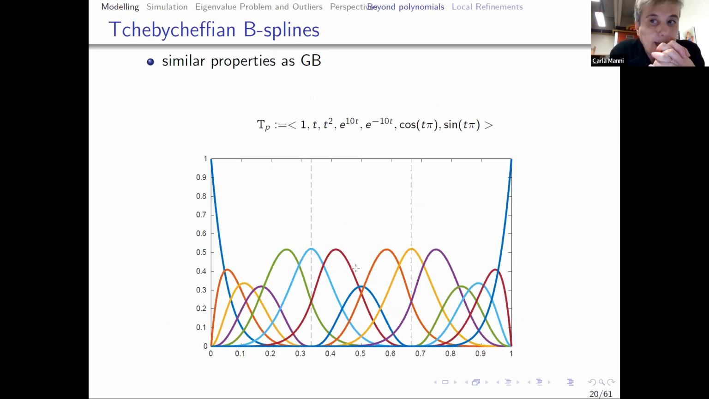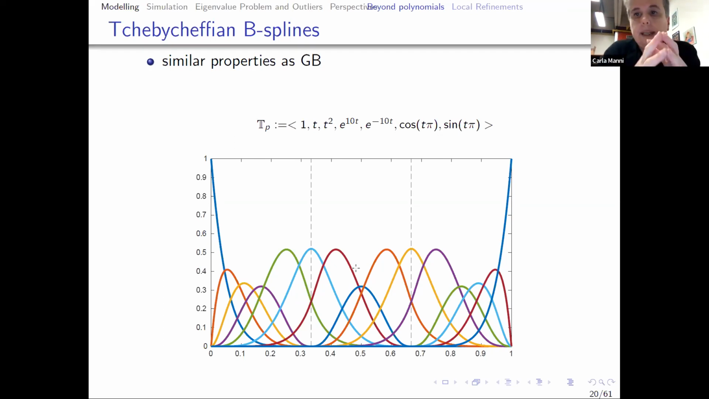And what about the approximation power? Generalized B-splines behave in the same way as standard B-splines. Actually, here you see the difference between the standard and the trigonometric. And here is another case, the cubic case with two intervals, and so on. And completely similar properties you can have if you consider a more general Tchebycheff space.